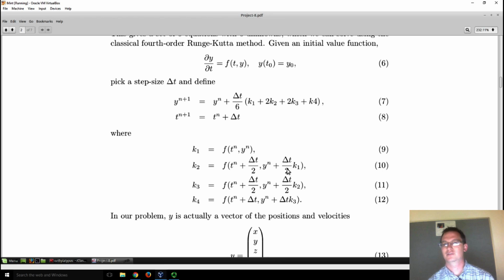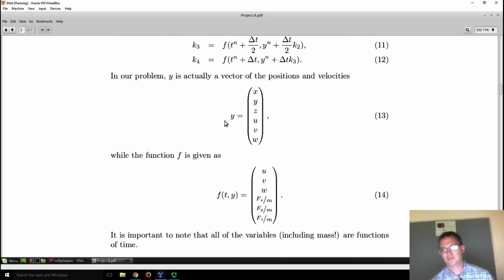Does that make sense? Pretty straightforward. And then we do it again, and we get a k3, and we do it again, and we get a k4. You'll notice with the k4, however, we are moving a full time step rather than half a time step. And in the end, we combine all those four things together to get our next position.